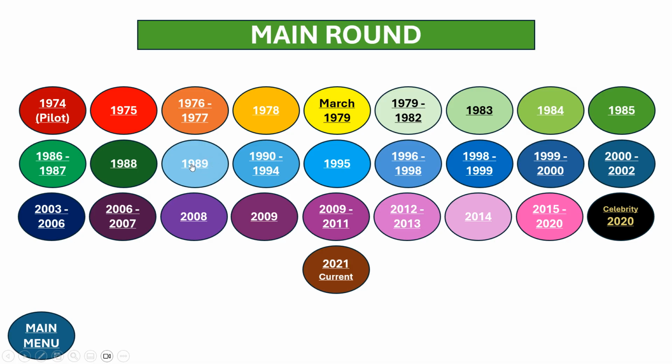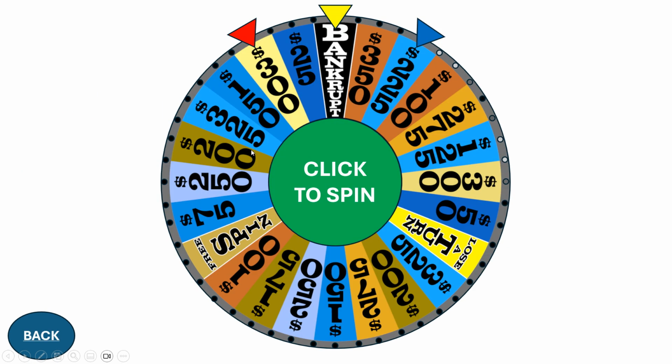So we have lots of different years to choose from. Let's start with 1974, which is the pilot. As you can see, we have our blinking white lights all around the wheel to make it look realistic. So let's give it a spin, shall we?